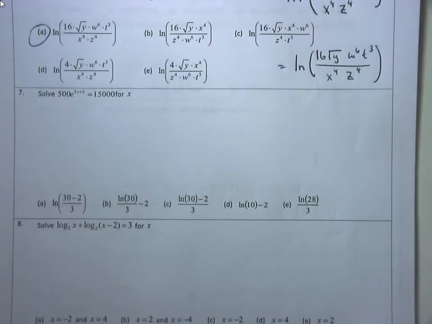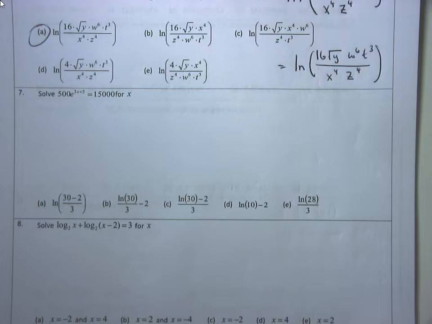Solve 500e to the 3x plus 2 equals 15,000. Notice I did not put the answer in terms of decimal, so this is not a calculator problem. Solve for x. Where's the x located? It's the exponent, in this case, of an e. So the first thing you want to do when you're solving for a variable is locate where the variable is and get it by itself. The variable is in the exponent on the e, so I want to get that e to whatever by itself.